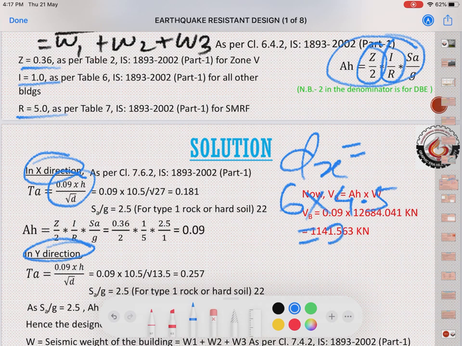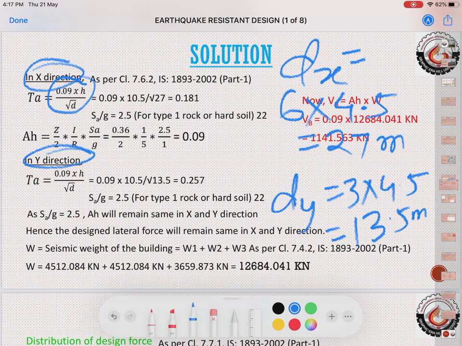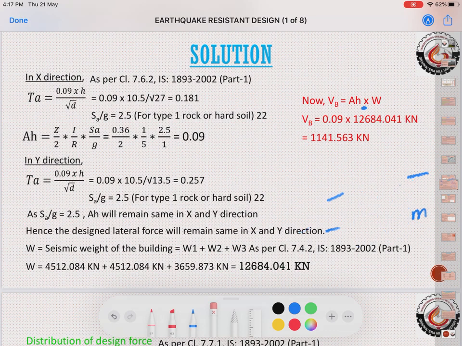There are 6 columns into 4.5 meter. What will it come to? 6 into 4.5 is equal to 27 meter. This is in X direction. Similarly, dy is equal to 3 into 4.5 meter, then you will come to 13.5 meter. So in the first formula you are seeing 27 meter, and in the second formula you are seeing 13.5 meter.